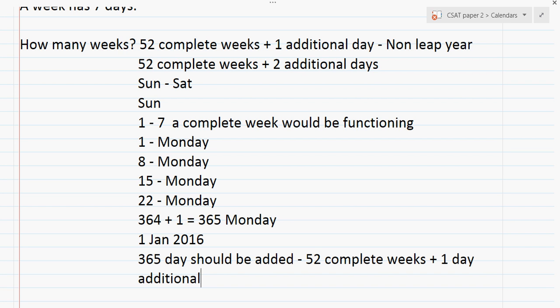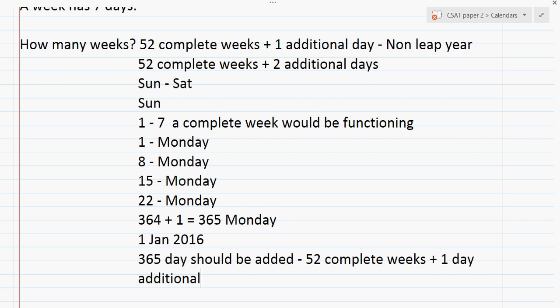Had it been only 52 complete weeks, the 1st January 2016 would have been a Thursday again. But since there is one extra day, the day of the 1st January 2016 would be one incremental than before, right? I think this is a little bit confusing, but if you pay attention to what I am saying, it would be clear, right? So what we were adding is 365 days, which means 52 complete weeks plus 1 day.